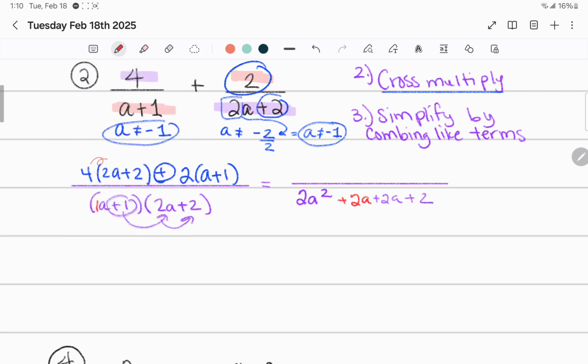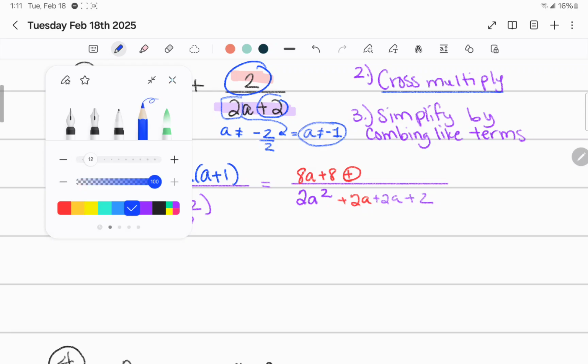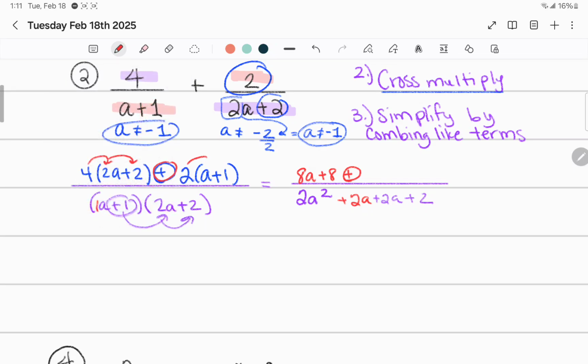So we're going to distribute. 4 times 2a is 8a. And then 4 times 2 is 8. And then we have this plus sign, so plus. And then we want to distribute the 2, so 2 times a, that's 2a. 2 times 1 is 2.